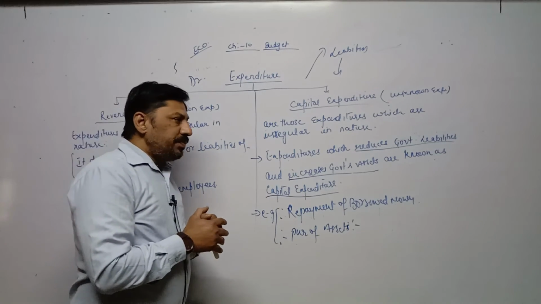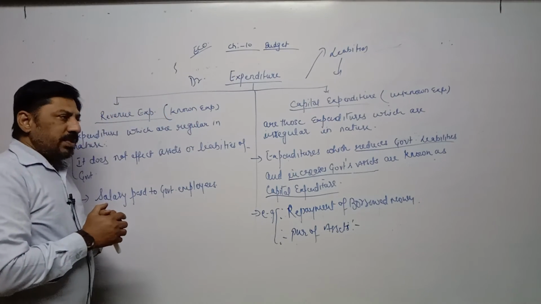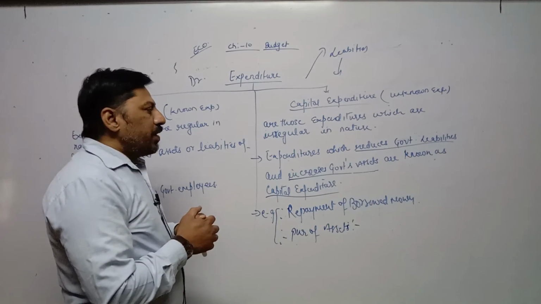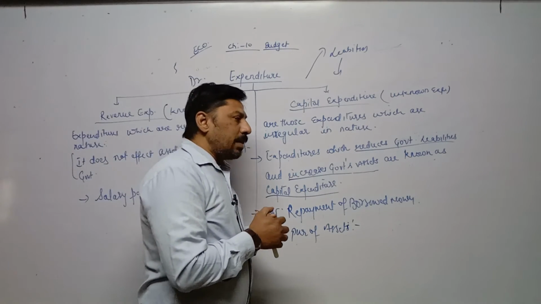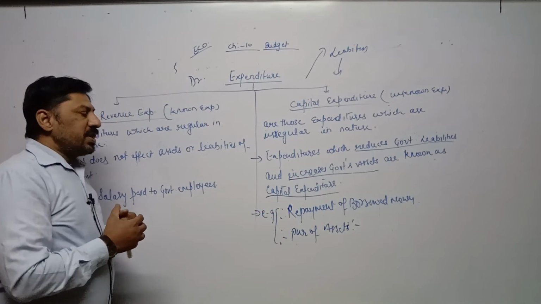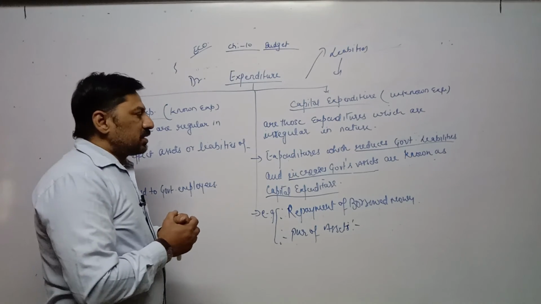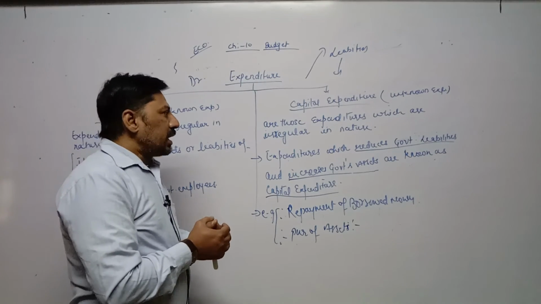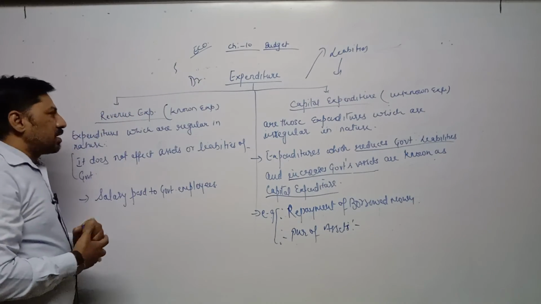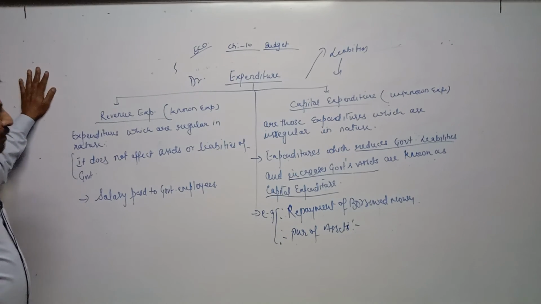And capital incomes are those incomes which are irregular in nature. Another definition: capital incomes are those which increase liabilities and reduce assets. Means any receipt which increases the government's liability and decreases the government's assets is called capital income. On the other side, expenditure, second point: all types of expenditure will be shown on the debit side of the government budget.